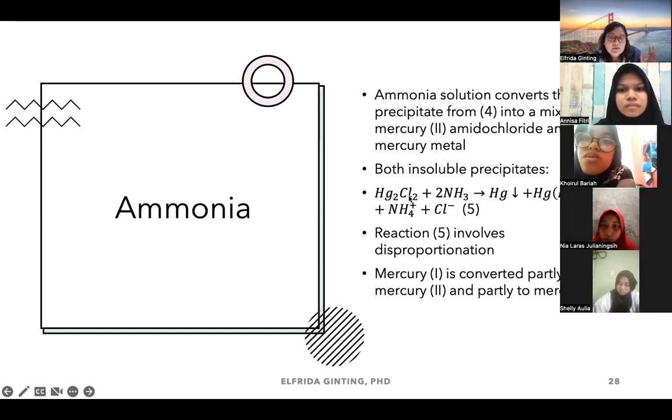So if you react a certain chemical with ammonia and it forms mercury metal, it means that in the wall of your reaction tube you can see a gray metal. It will be considered as mercury metal. So that means the chemical you have is mercury 1, because when mercury 1 reacts with ammonia, one part is converted to mercury metal and the other part is converted to a precipitate of mercury 2.